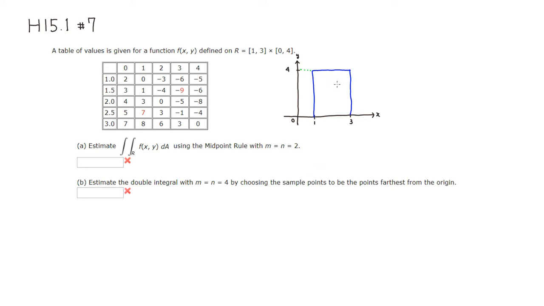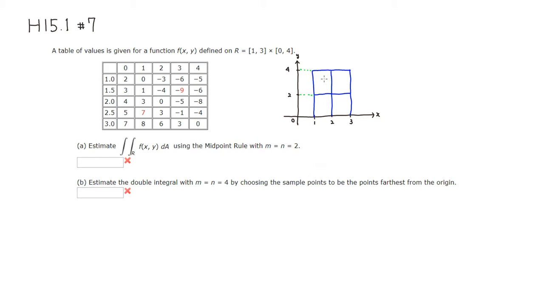Then what we want to do is use m equals 2 and n equals 2. So we're going to split from 1 to 3 right in the middle, so that will be 2, and from 0 to 4, it's going to be 2 there. And then we cut that into 4 sections. So that will be here and there. All right, so we have that.